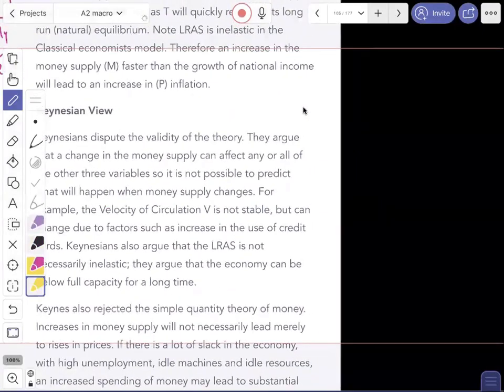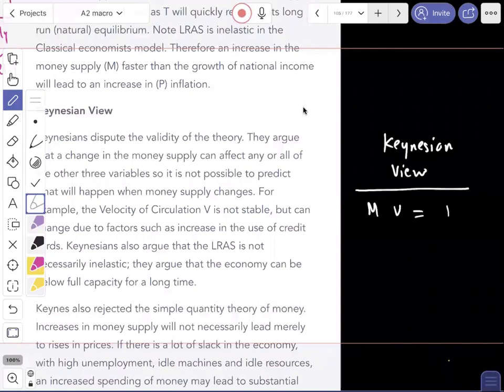Keynesians disagree with it. This is the Keynesian view. The Keynesian view is simply that when you look at MV equals PT, they said V and T do not necessarily need to be constant.